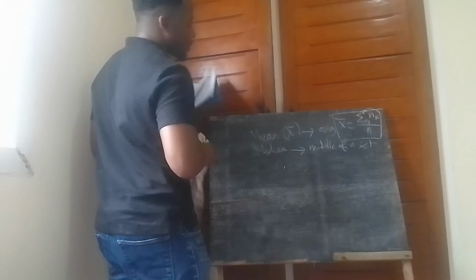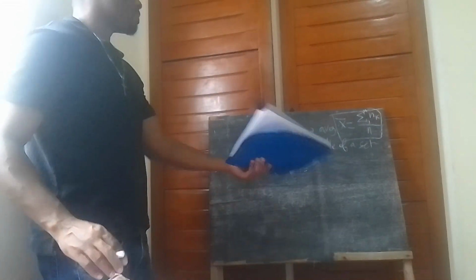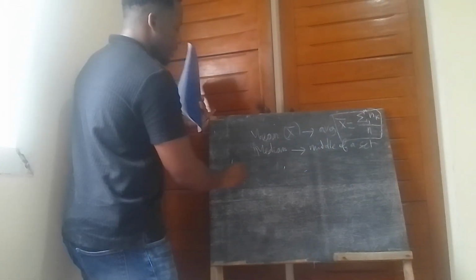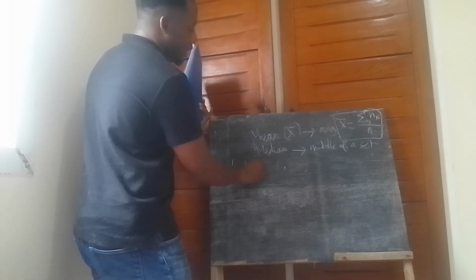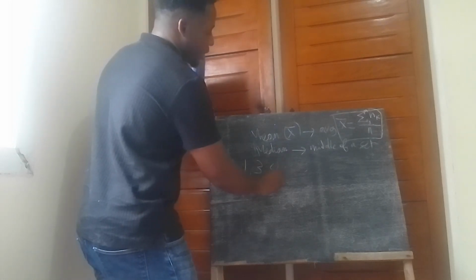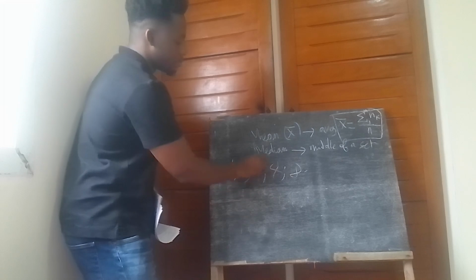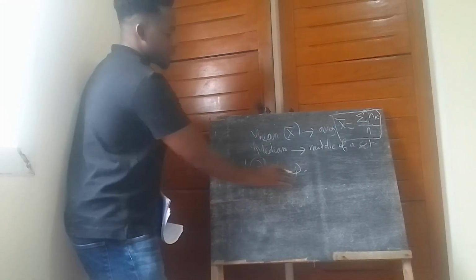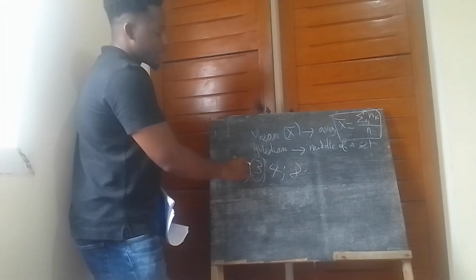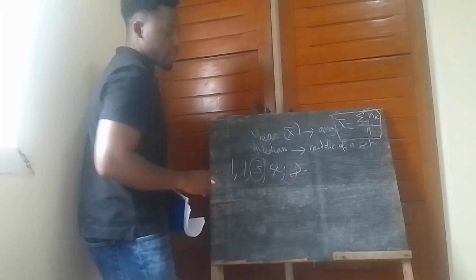Okay, so now we're going to look at the median. The median is the middle value of a set. Let's say you have the same set: 1, 1, 3, 4, and 8. What's the middle value of the set? It's 3. There's 2 numbers here, 2 numbers here. This number divides the set into 2 equal parts.